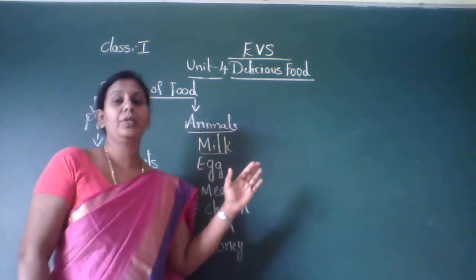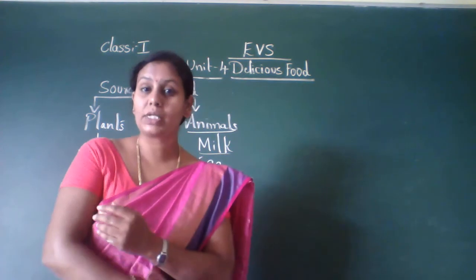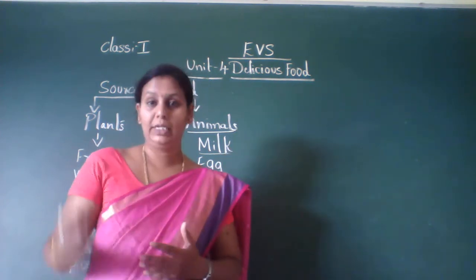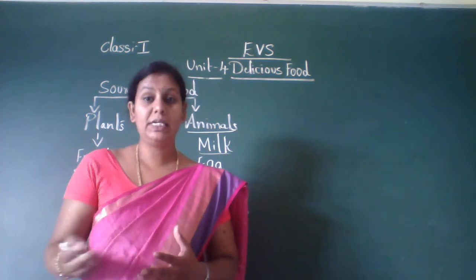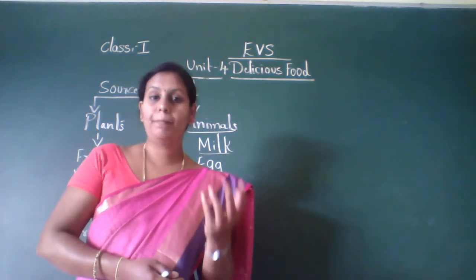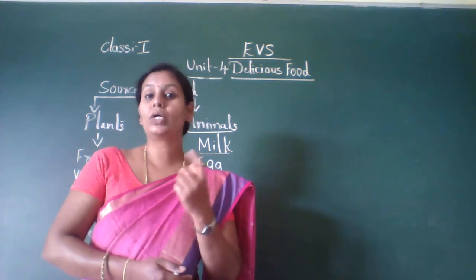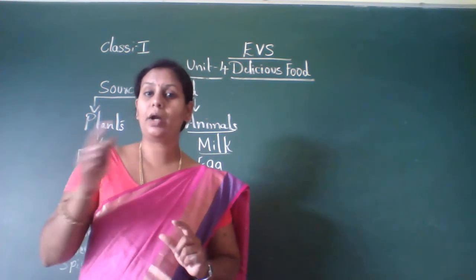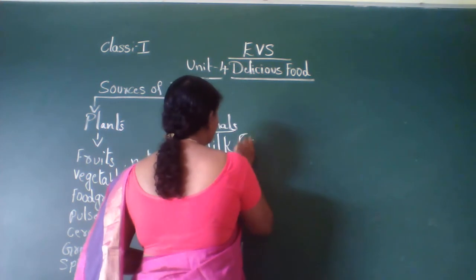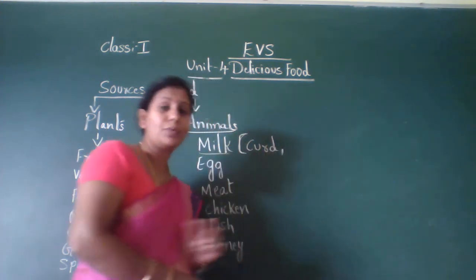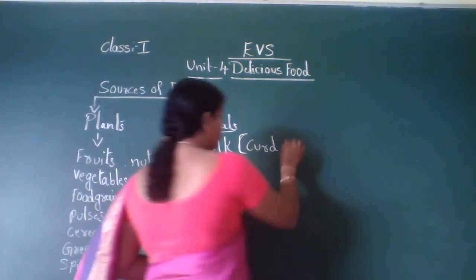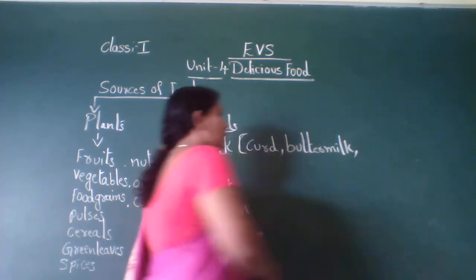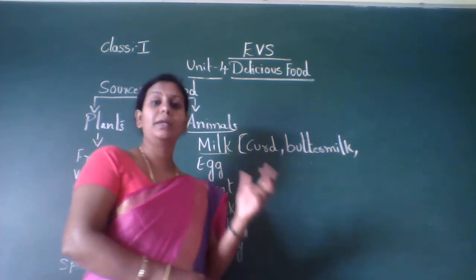From milk, we can prepare other products, milk products, like butter, which we prepare from milk. Then ghee, isn't it? Then cheese, paneer, butter, curd, buttermilk. Curd means mosaru; in English we call it curd, C-U-R-D. Majjige is buttermilk. So curd, buttermilk, then butter.